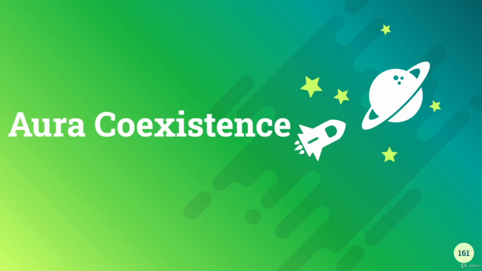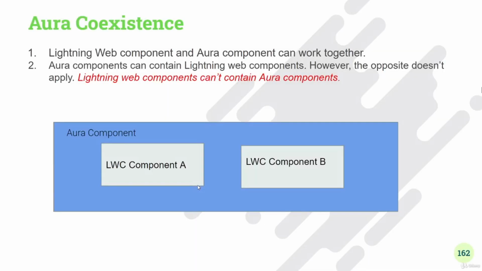In this video, we'll talk about Aura coexistence. So till now we have seen how we can communicate from a parent component to a child component and from a child component to a parent component in Lightning Web Component. But in real projects, we always have a scenario where we have to communicate between Aura component and Lightning Web Component, and there the Aura coexistence comes.